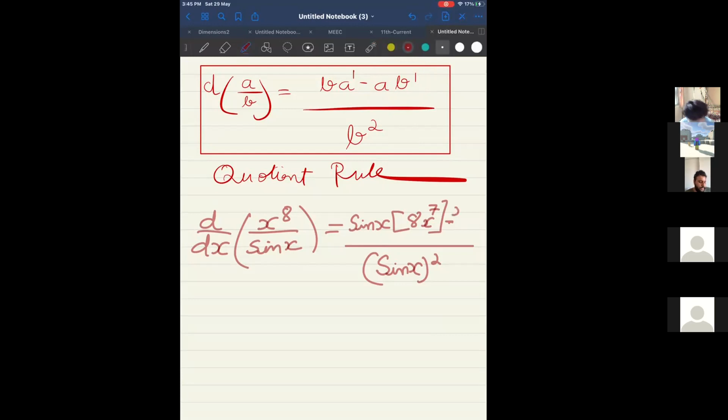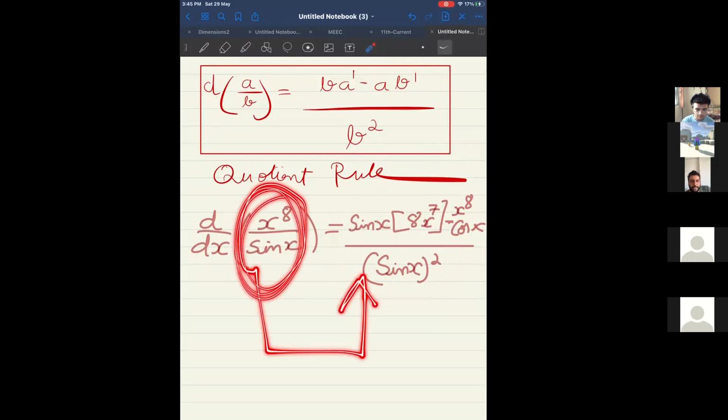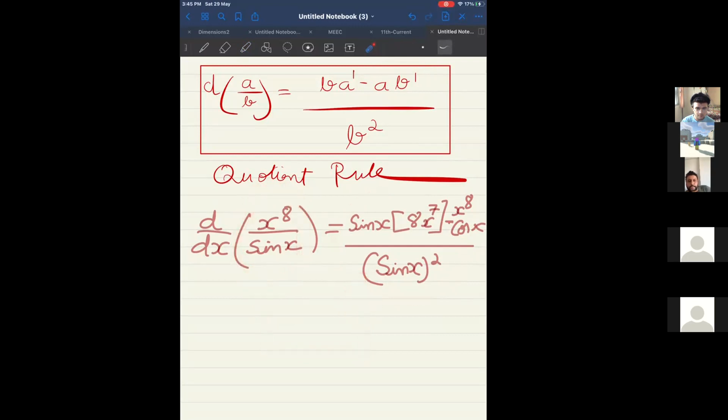Numerator as it is means x power 8 as it is, into differentiation of sine x, which is cos x. Therefore, it is minus x power 8 cos x. This is my complete answer by the quotient rule. If the question is to differentiate x power 8 by sine x, my answer is this. Did you guys understand?